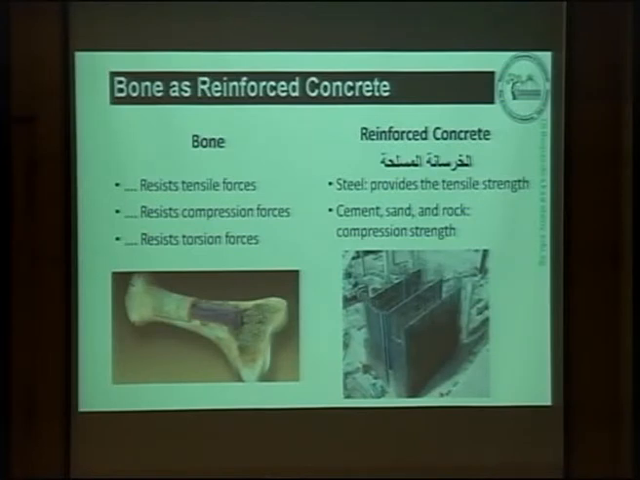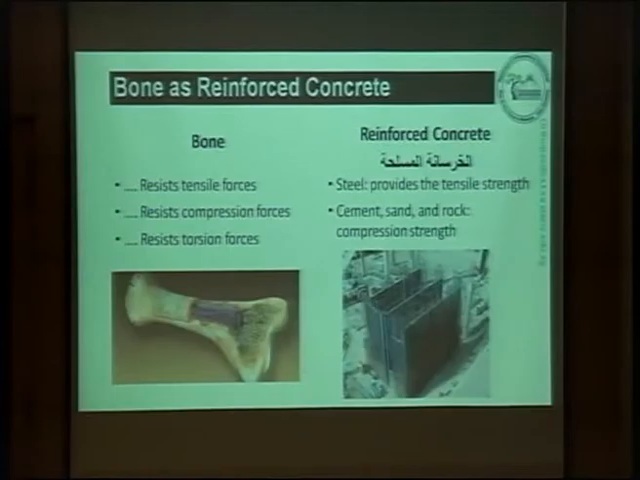If we look at a building, we will find that it's composed of concrete, sand, and rocks as one matter, and the other matter, the steel or the iron. The iron is responsible for providing the tensile strength of the building, while the concrete, the cement, and the rocks are responsible for antagonizing the compression stresses.